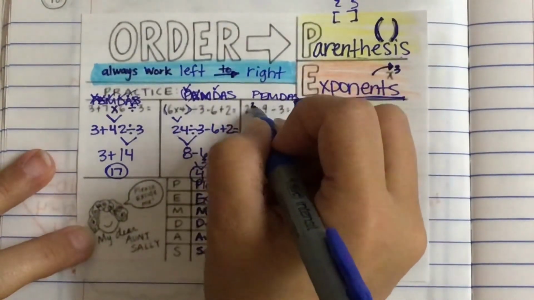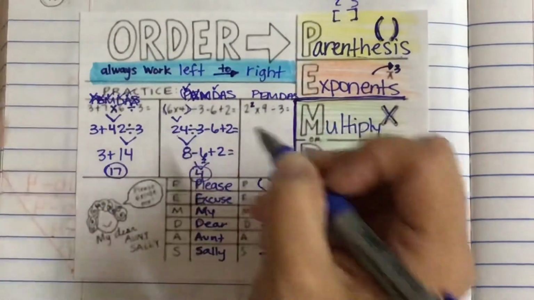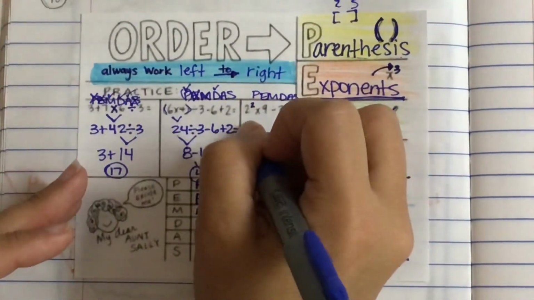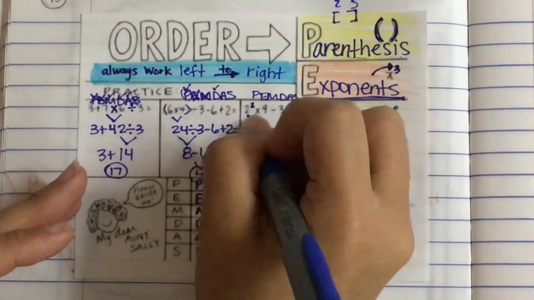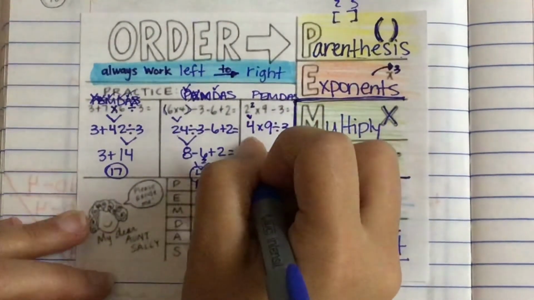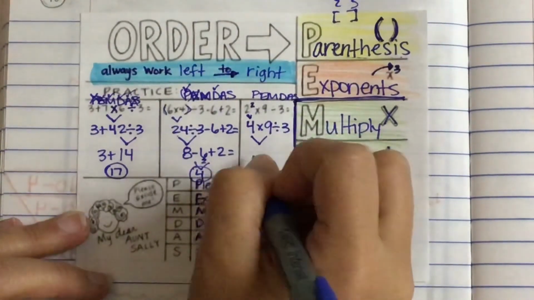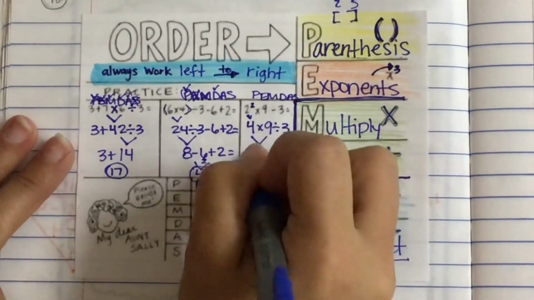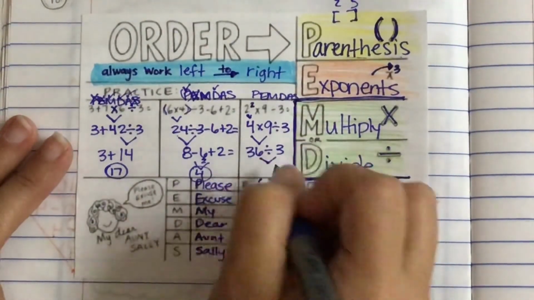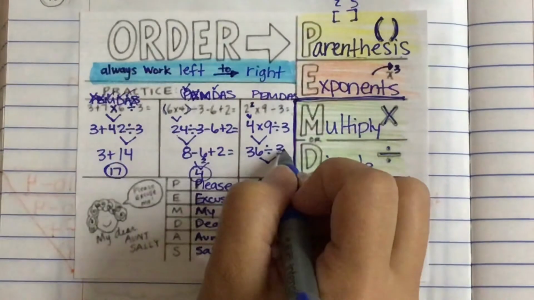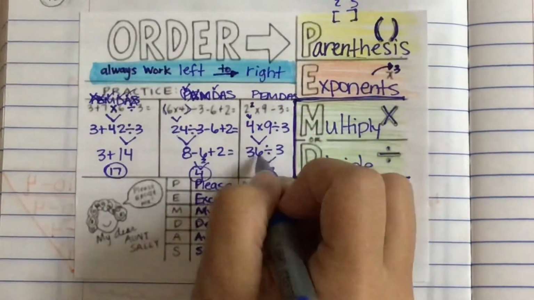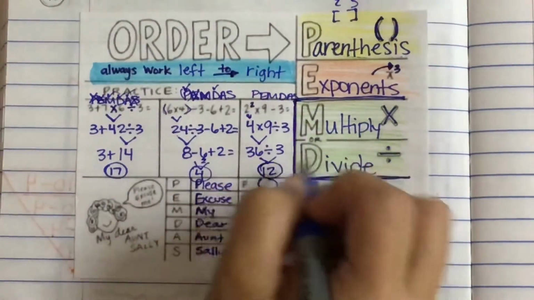This is 2 to the second power, which is simply 2 times 2. So 2 times 2 is 4. And then we've got times 9 divided by 3. I'm going to solve 4 times 9, which is 36 divided by 3. 36 divided by 3 is 12. 3 goes into 3 one time, 3 goes into 6 two times. Our answer is 12.